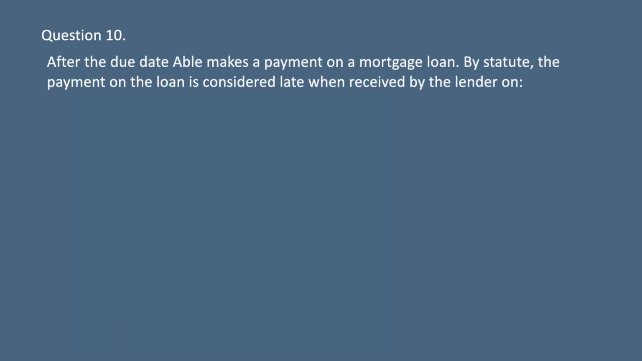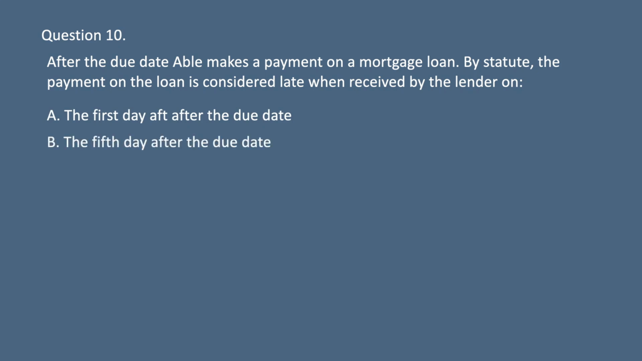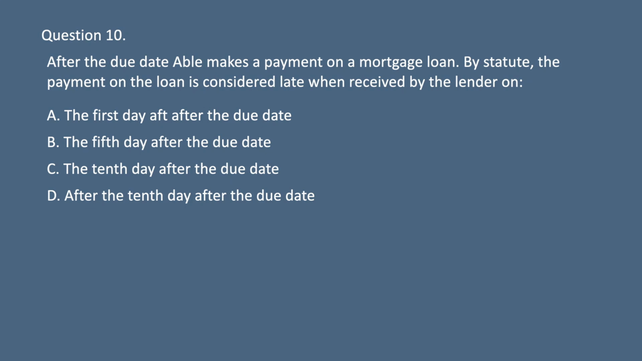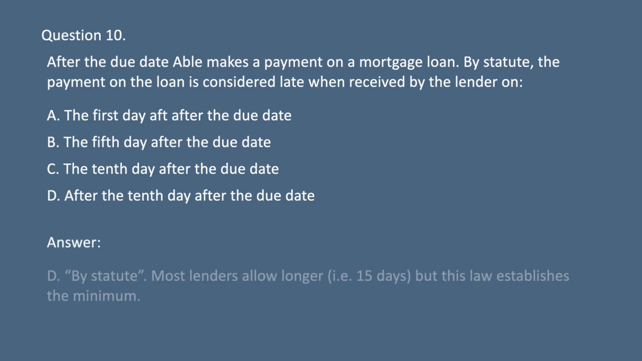Question 10. After the due date, Abel makes a payment on a mortgage loan. By statute, the payment on the loan is considered late when received by the lender on A. The first day after the due date. B. The 5th day after the due date. C. The 10th day after the due date. D. After the 10th day after the due date. Answer. D. By statute. Most lenders allow longer, i.e., 15 days, but this law establishes the minimum.